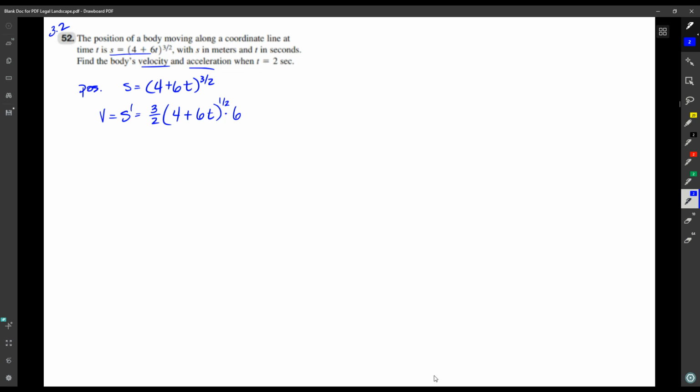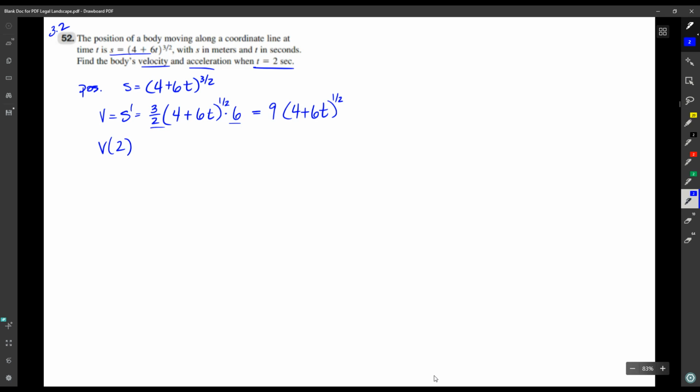And finally, we're going to simplify that. 3/2 times 6, I'm multiplying those two coefficient factors, and we should end up with 9 times (4 plus 6t) to the power of 1/2. Now, we're asked to find the velocity and acceleration, not in general, but when t is equal to 2 seconds. So let's get to that.